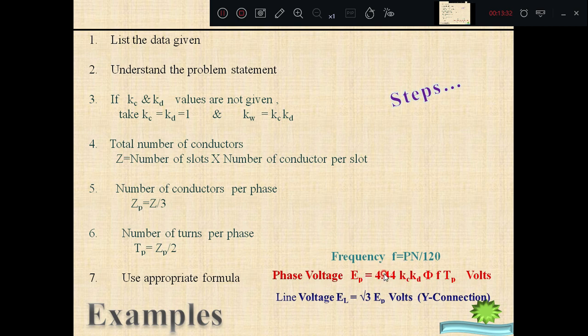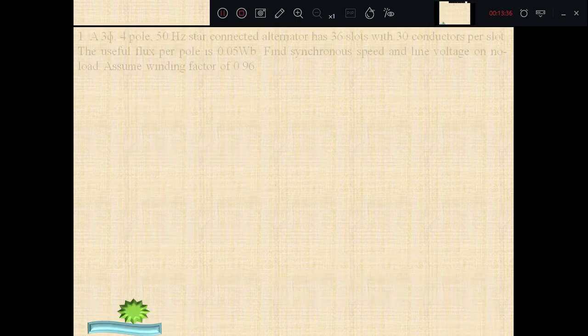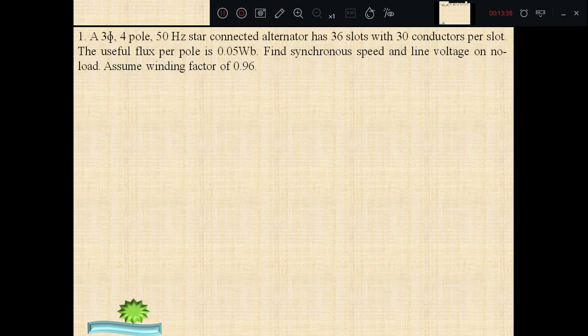Okay. Then we will take up the first numerical. The statement is: a 3-phase 4-pole 50 Hz star connected alternator has 36 slots with 30 conductors per slot. The useful flux per pole is 0.05 Weber. Find the synchronous speed and line voltage on no load. Assume winding factor is 0.96. What is given is 0.96.